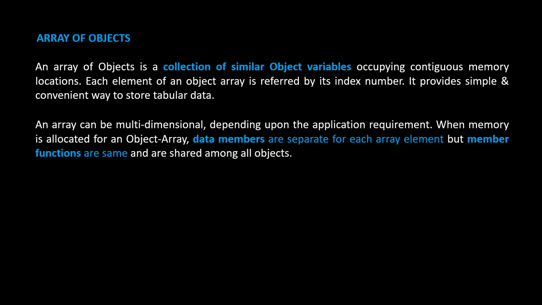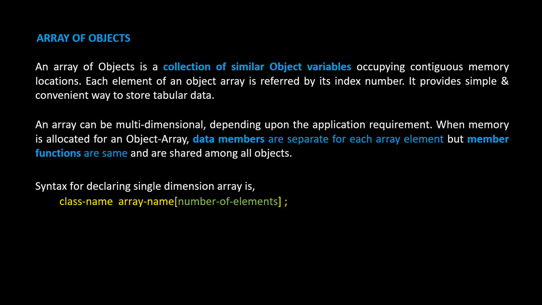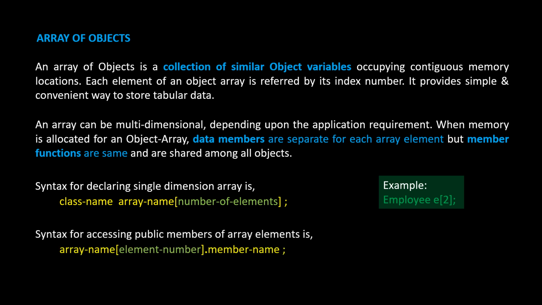When memory is allocated for an object array, data members are separate for each array element, but member functions are same, and are shared among all objects. Syntax for declaring single-dimension array is class name, array name, number of elements. For example, employee E[2]. This declaration creates 2 objects, E[0] and E[1], as an object array from the class named employee. Syntax for accessing public members of array elements is array name[element number].member name.